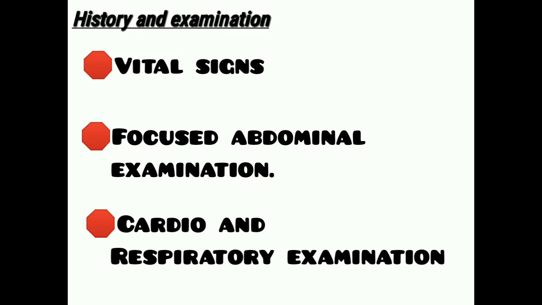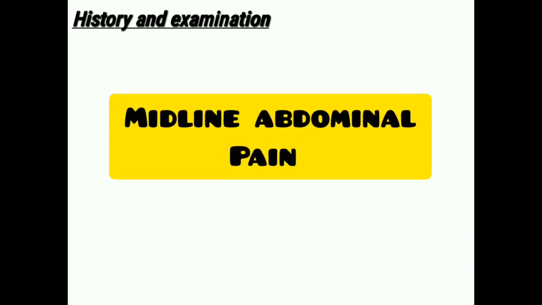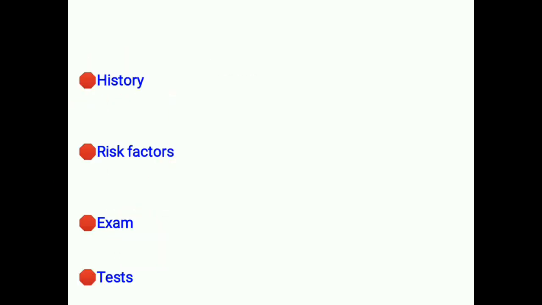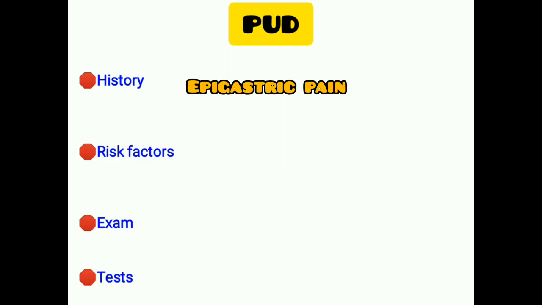We will now start with the causes of abdominal pain at the midline level. The first pathology that may lead to midline pain is peptic ulcer disease. From the history, the patient will come with epigastric pain, which is intermittent, episodic, and may be triggered by eating. The rule is the absence of nausea and vomiting.